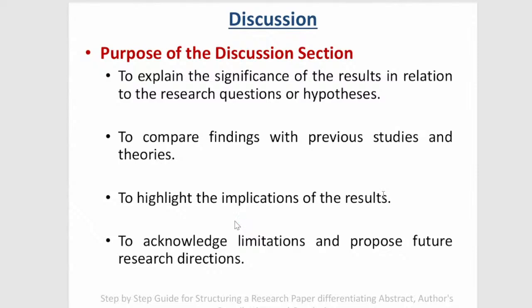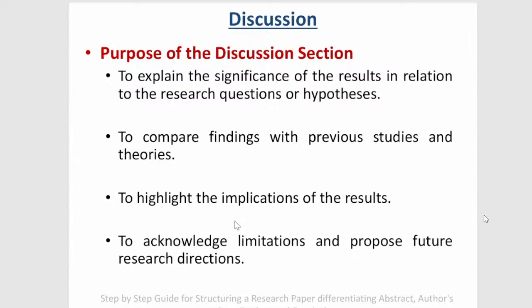To compare the findings with previous studies and theories. The previous studies met certain outputs, met certain projections, their proposals. So the new paper, the paper that is being written, is also finding certain data, certain output, and coming up with certain analysis. Here in the discussion part, we discuss or compare those findings with the previous studies and the theories. Here, we highlight the implications of the result, acknowledge the limitations and propose the future research direction.